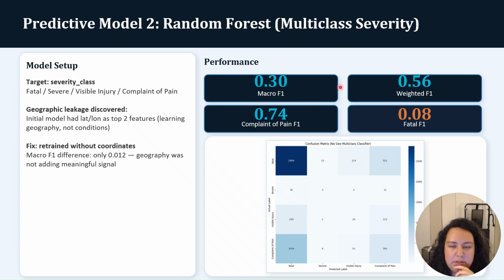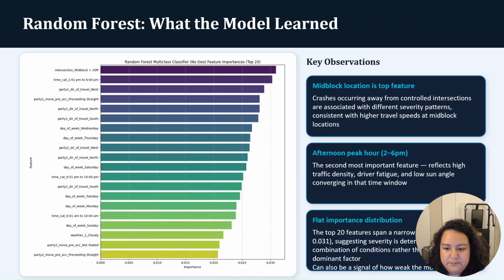So the confusion matrix here tells the story of where this model succeeds and where it fails. It does okay on the majority class, which is complaint of pain, with an F1 of 0.74, but it struggles significantly on severe and fatal. The fatal class is basically invisible in the confusion matrix because it's less than 1% of the data, and so even though we specified class balancing during the modeling stage, it doesn't seem like that was enough to fix the class imbalances.